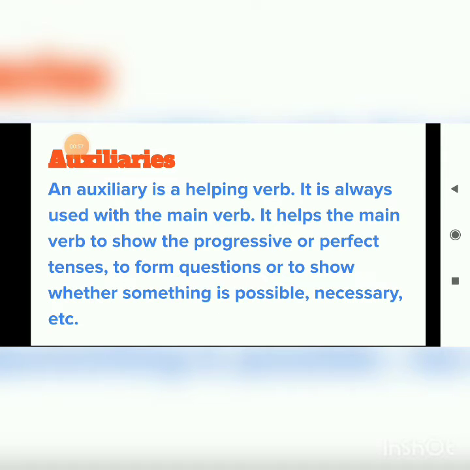Auxiliaries. An auxiliary is a helping verb. It is always used with the main verb. So what is an auxiliary? Auxiliary is a helping verb and it is always used with the main verb. It helps the main verb to show the progressive or perfect tenses, to form questions, or to show whether something is possible, necessary, etc.